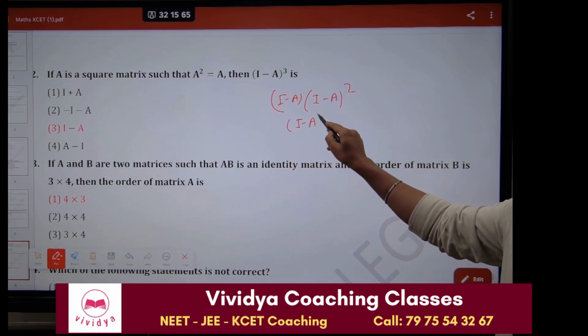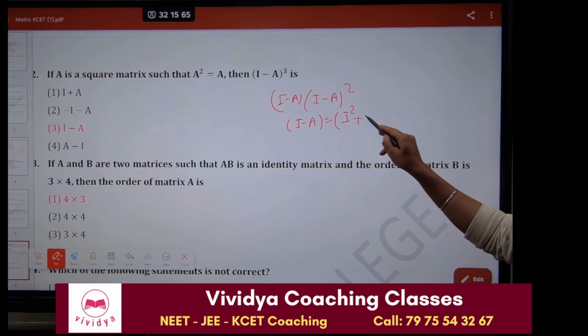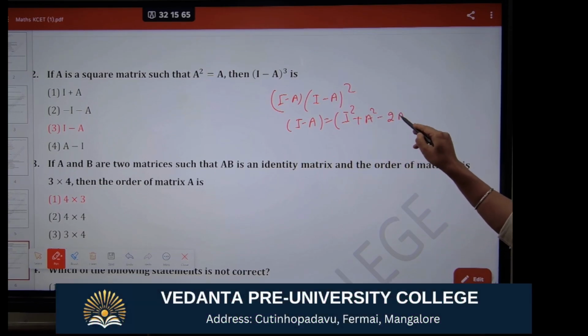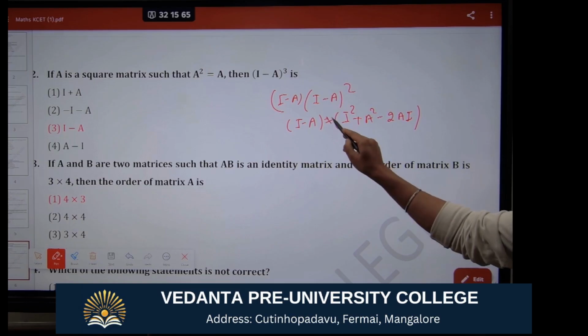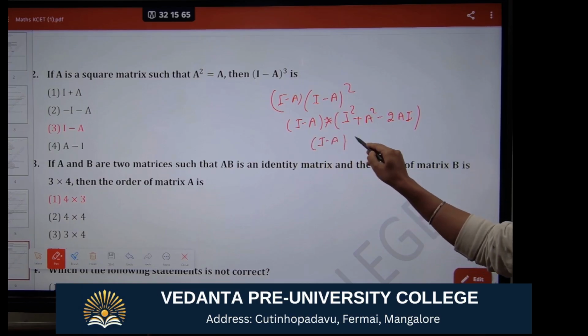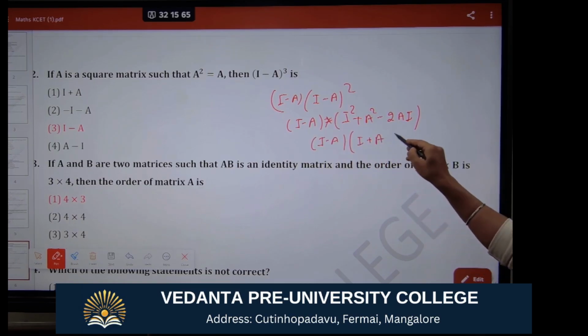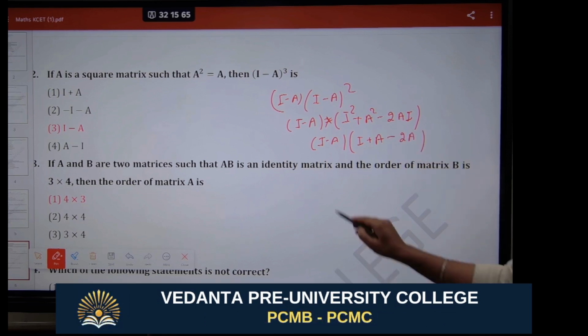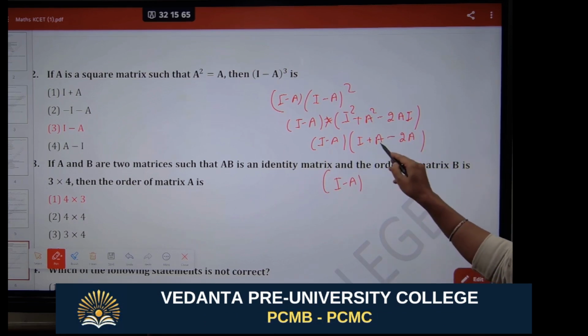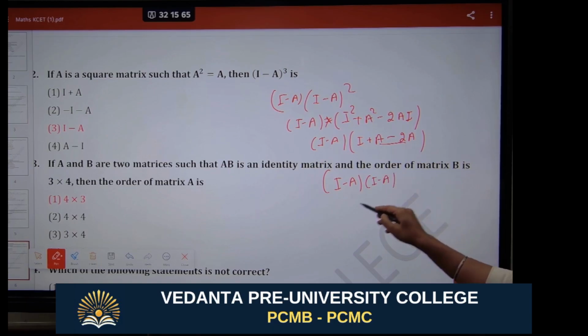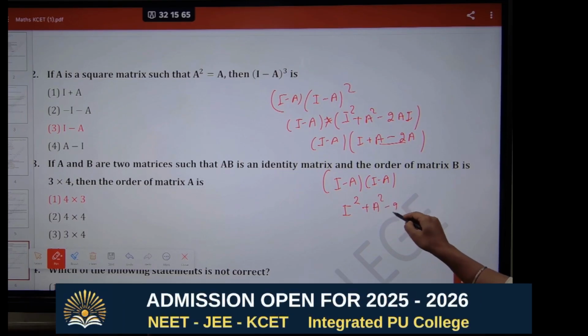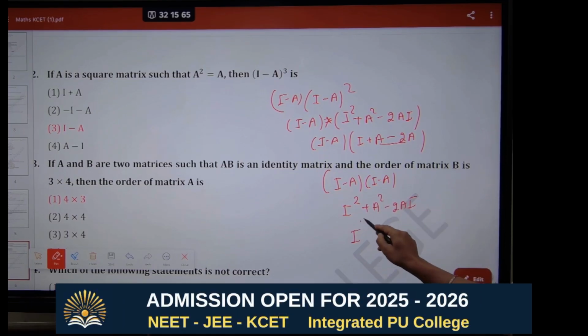So I minus A squared is going to be I squared plus A squared minus 2AI. I squared is I, A squared is given as A, and this is minus 2A. So this is I minus A, and this is I minus A. Again, I minus A whole squared is I squared plus A squared minus 2AI. Since A squared is A, so A squared minus 2A is minus A, and I squared is I, so I minus A is the answer. Okay, so option number 3.